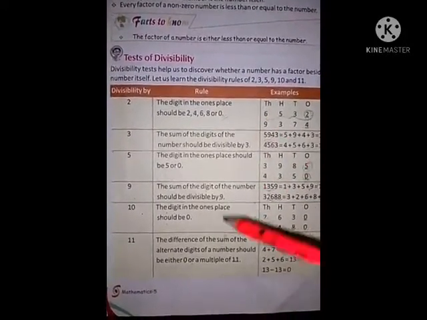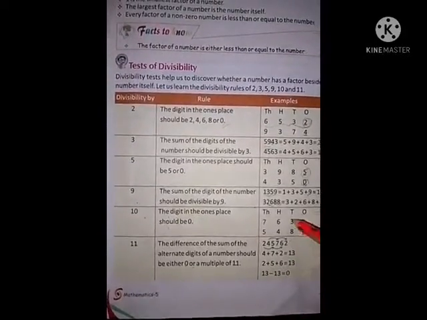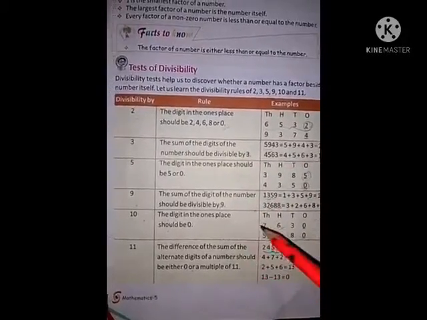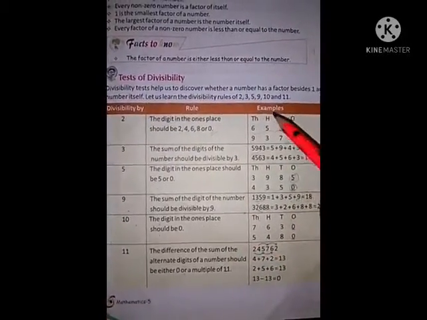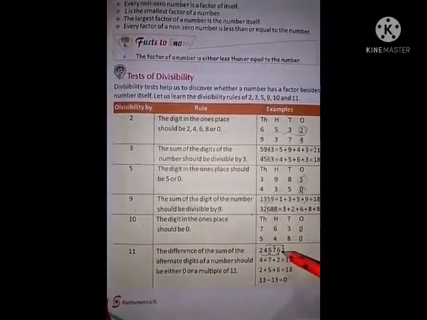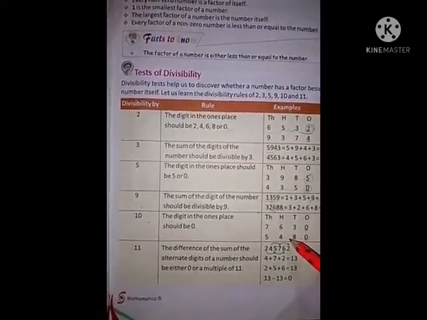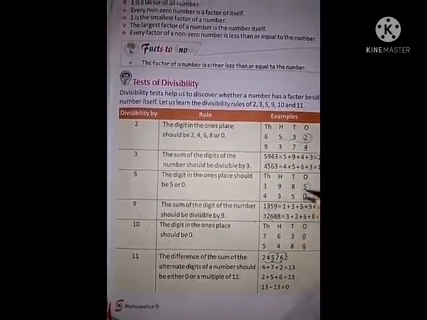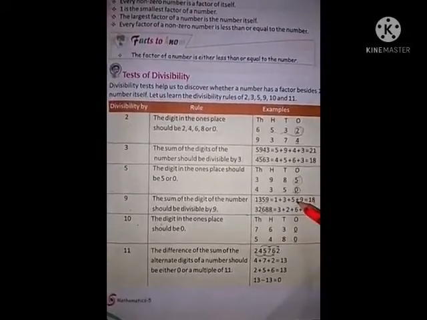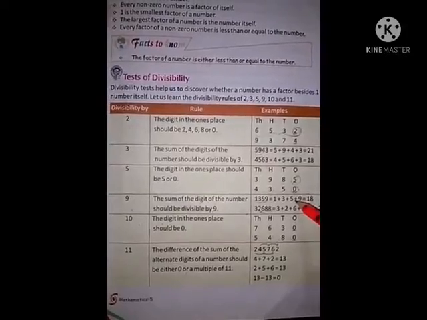Please practice these rules at your home. Okay, today again you have to write this chart and give examples, but don't write these examples in your homework. You have to give your own examples. Okay, so do this and send it in the group. Don't forget to send.